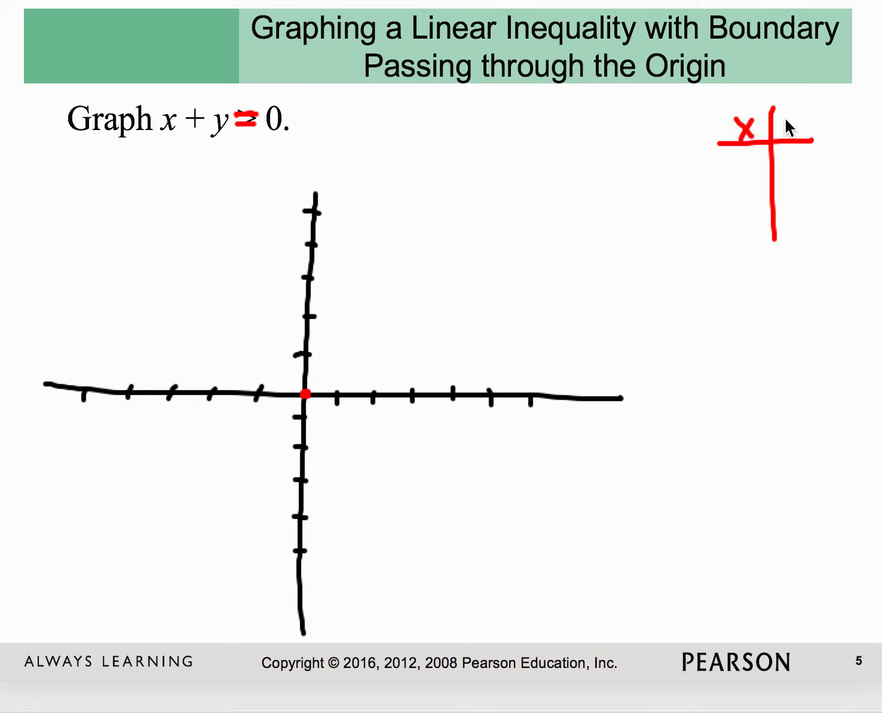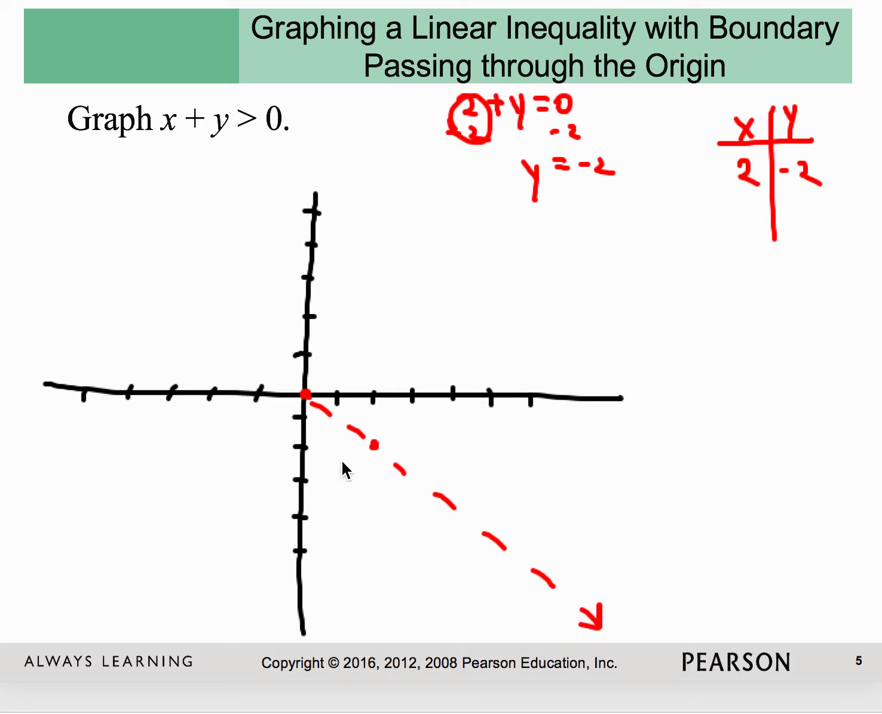So let's just let X be 2. Okay, so if X is 2, Y is negative 2. So I get another point: X is 2, Y is negative 2. Now I have to decide, do I draw a solid or a dotted line? Because it does not have the equal part, I draw a dotted line through those 2 points.